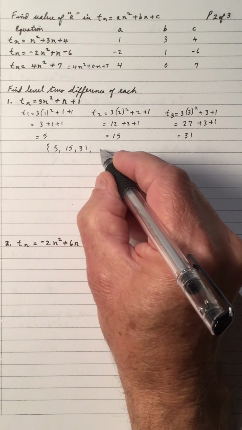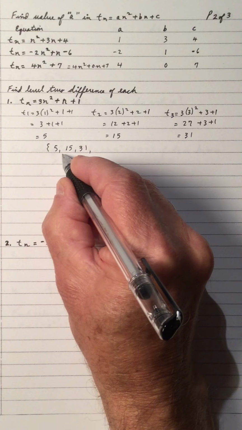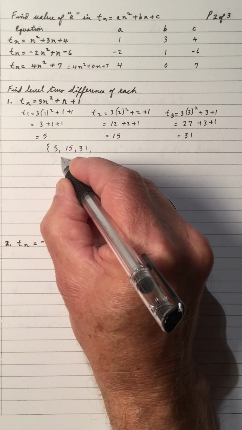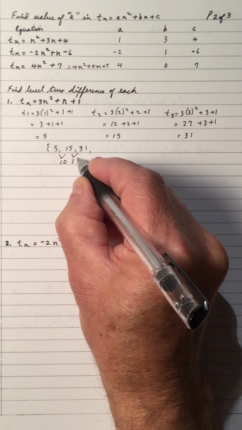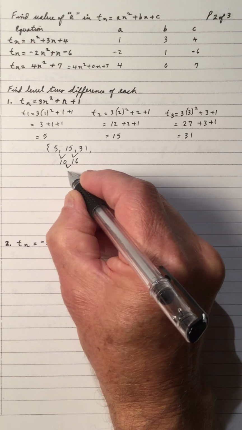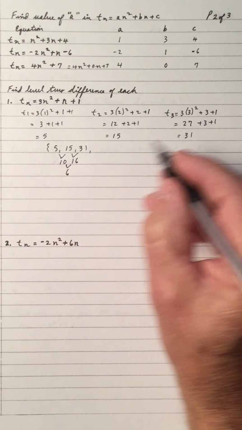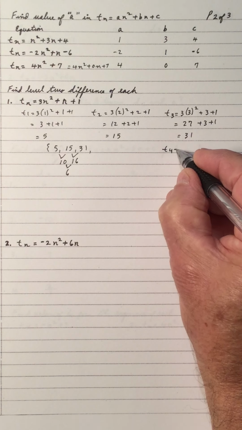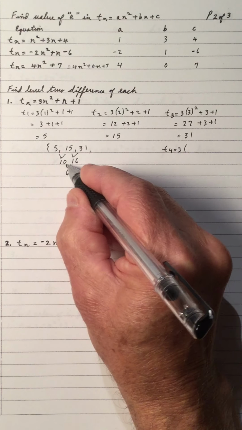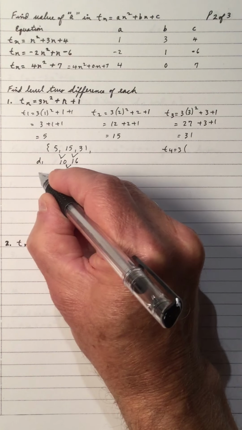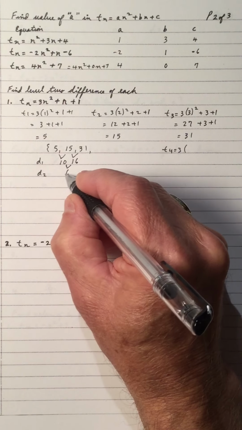Now let's see. If we do some differences, then 15 minus 5 is 10. 31 minus 15 is 16. And 16 minus 10 is 6. If you wanted to check that, we would do T4. But if this is correct, then this is D1, which is 10 and 16, so the second level difference is 6, and the second level difference is constant.